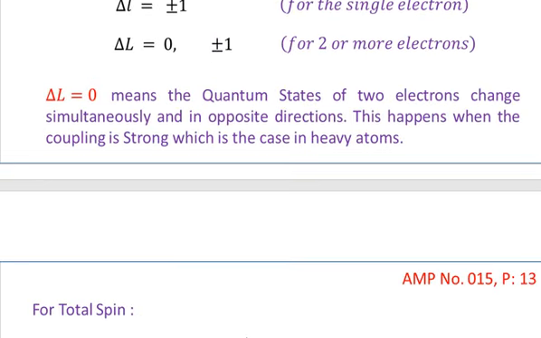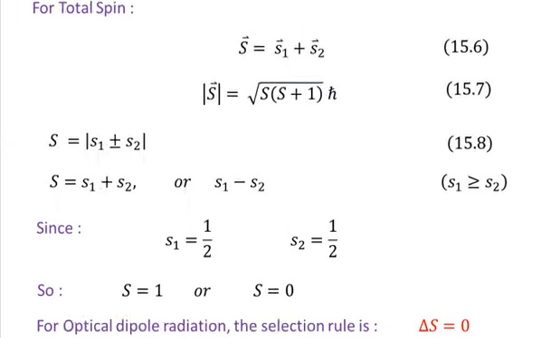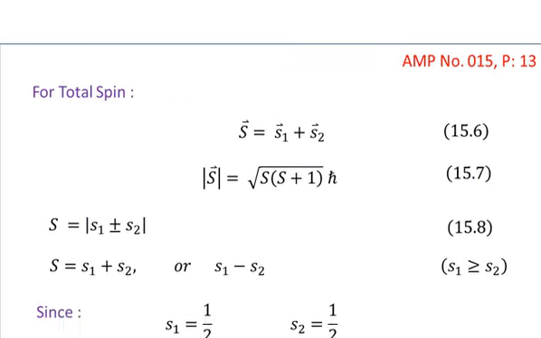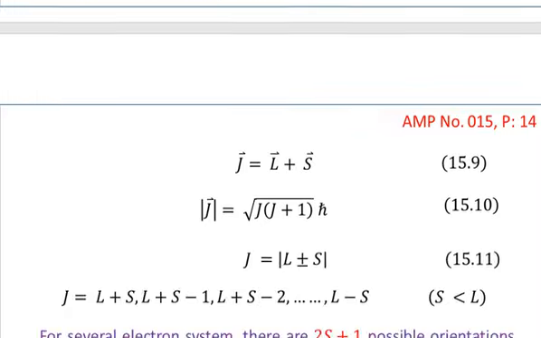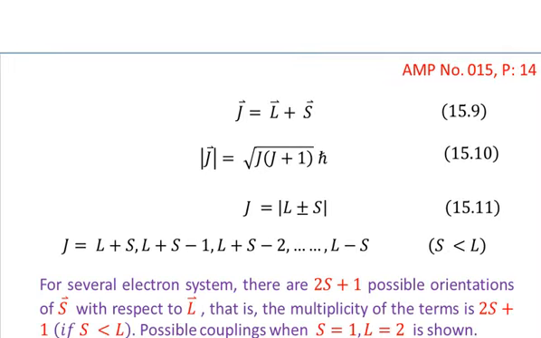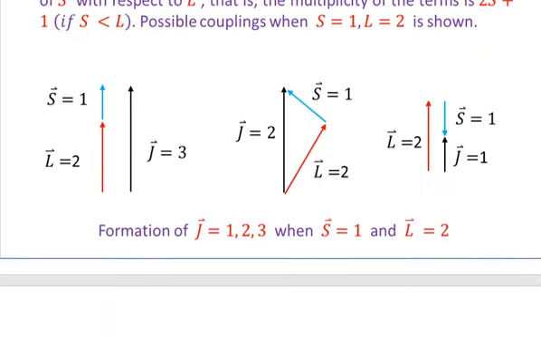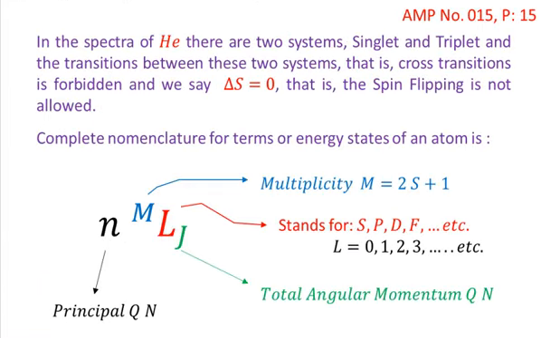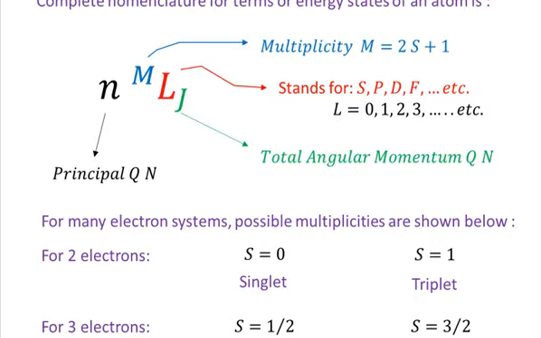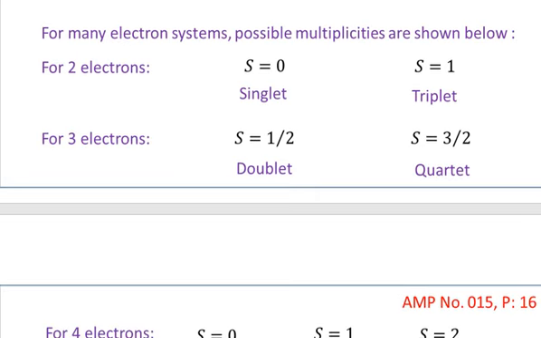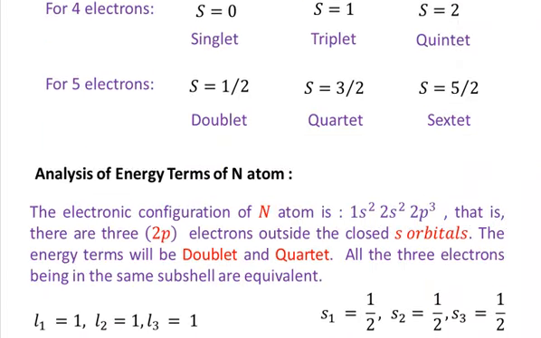I have explained their vectorial representation, the allowed selection rules, the spin quantities, and the total angular momentum J of the atom, and the total quantum number. Their vectorial representation has also been given. Then the complete nomenclature for writing a term symbol has been given, that is, how the energy state can be written. Then I have explained the names of the terms for 2 electron, 3 electron, 4 electron, and 5 electron systems.